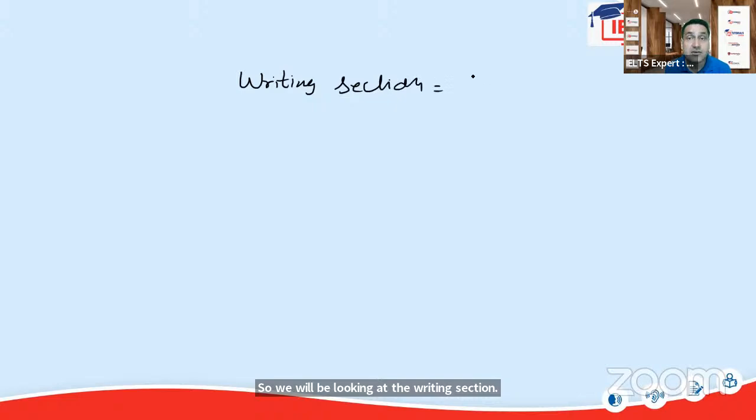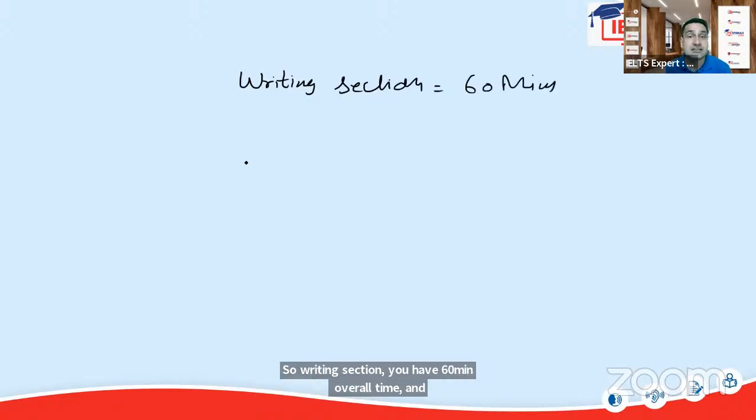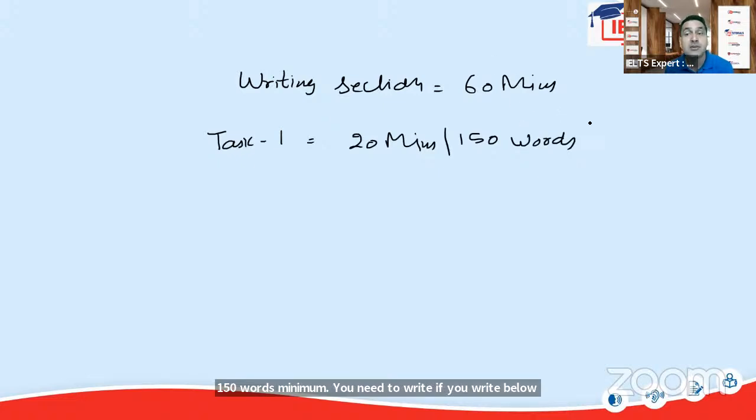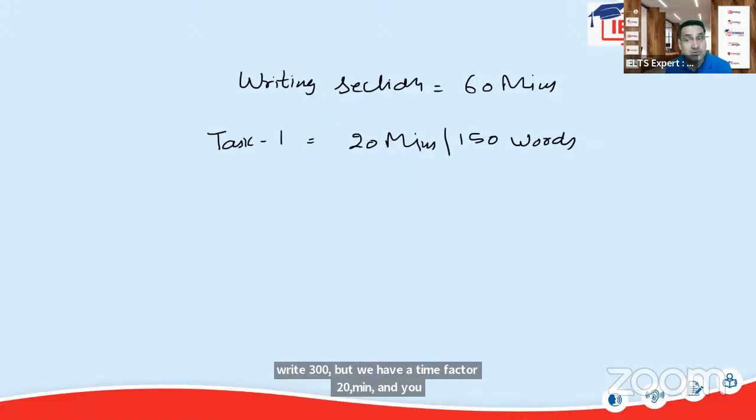So writing section, you have 60 minutes overall time, and you need to complete 2 tasks here. Task 1, this would be 20 minutes. 150 words minimum you need to write. If you write below this word range, you get penalized. There is no upper cap. You can write 250, you can write 300, but we have a time factor, 20 minutes, and you wouldn't be getting a high score because of the word range.